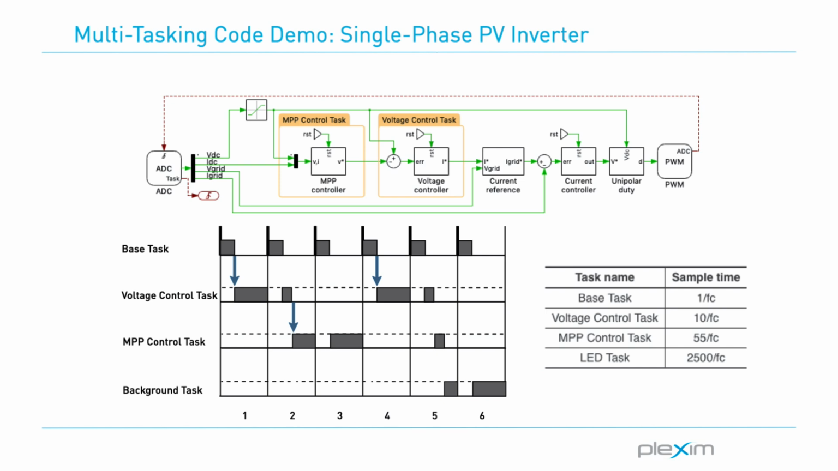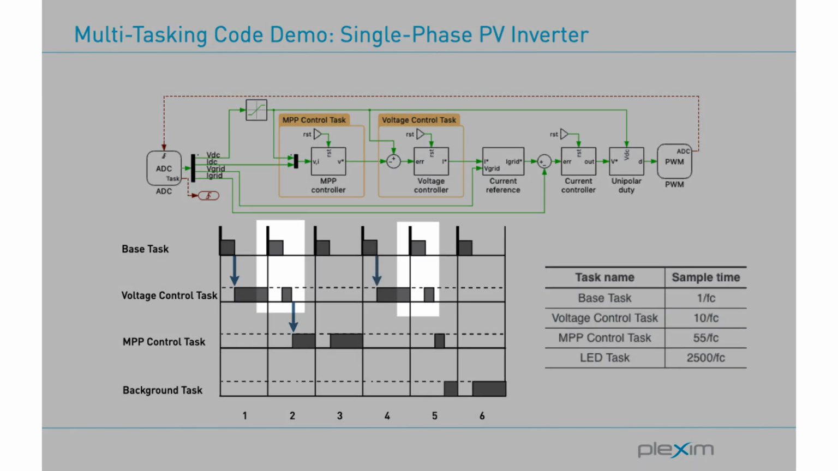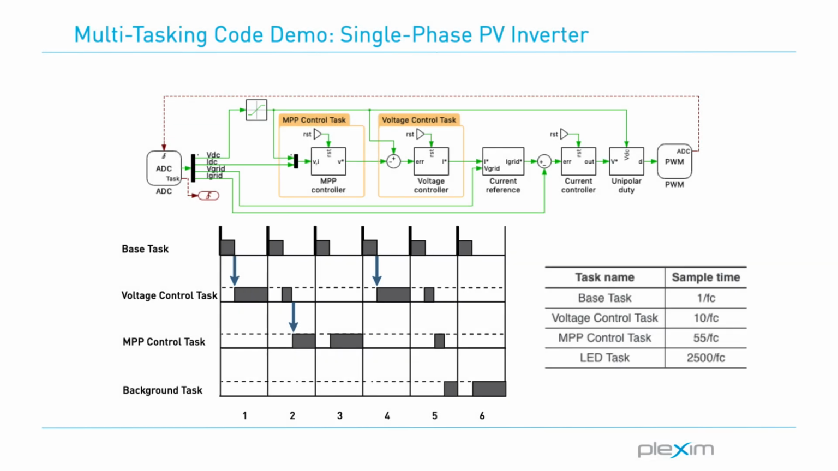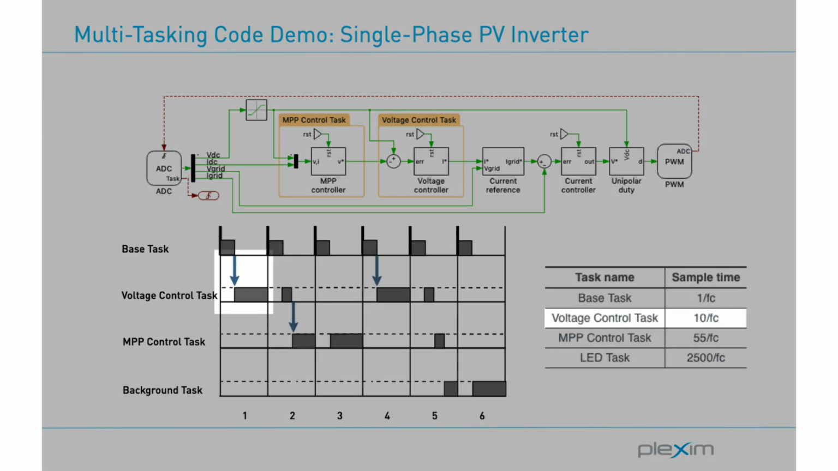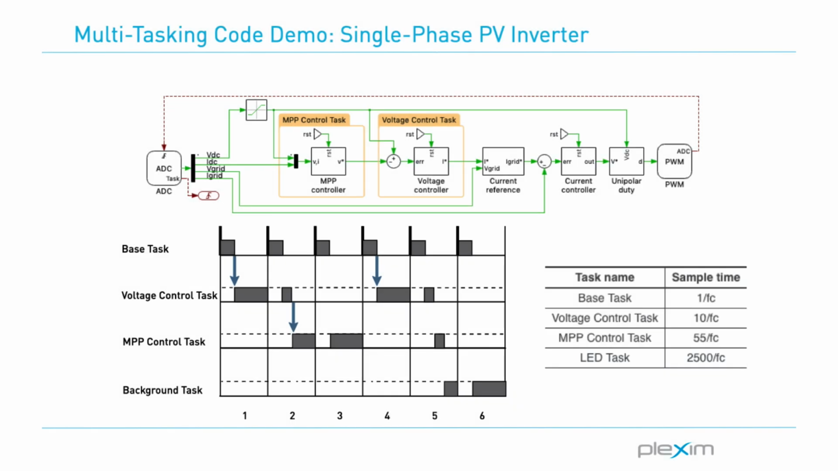With every control task trigger interrupt issued by the ADC, the lower priority tasks are interrupted and the base task is executed. This ensures that the base task has the highest priority. The additional tasks are prioritized based on the sample time. Once the base task is executed, the voltage control task with the second shortest time period is executed, followed by the MPP control task, and then the LED task.